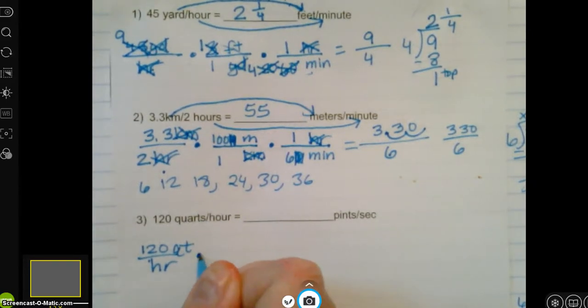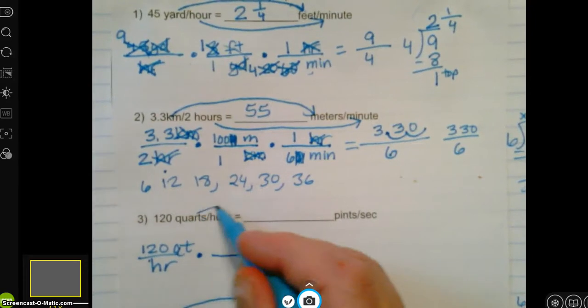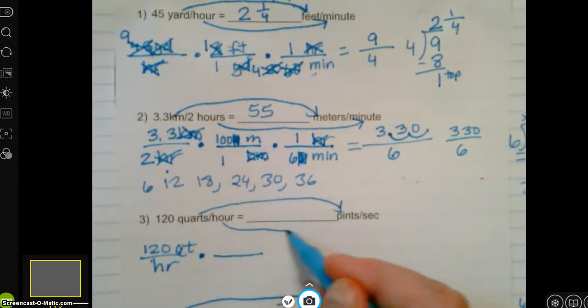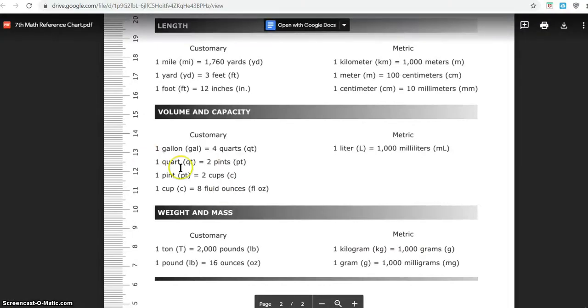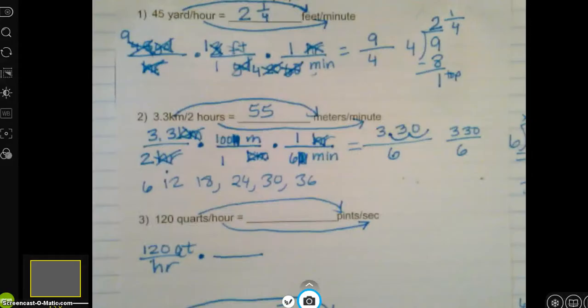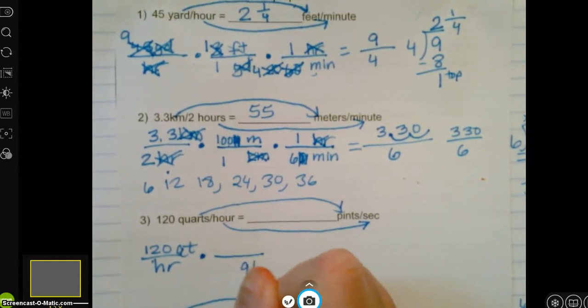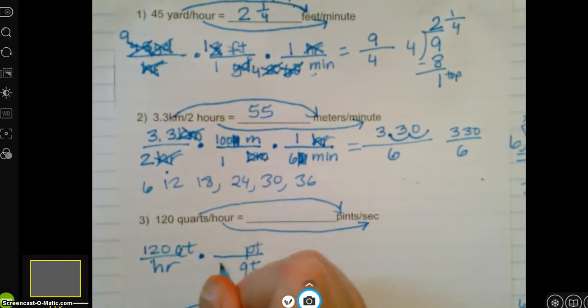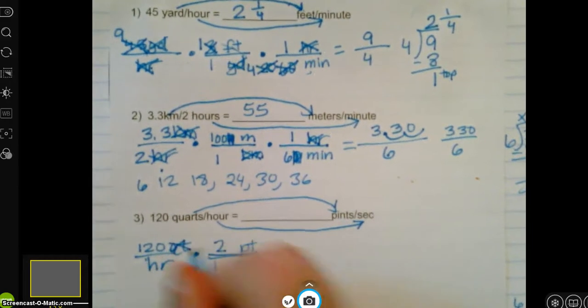So let's put a times. So quarts is going to go into pints, hours into seconds. I know that because it is time. Okay. So quarts into pints. Let's look at our formula chart and see if we have a conversion. Quarts, pints. 1 quart is 2 pints. Where do quarts go? They're up, so we put them down. 1 quart is 2 pints. Since I drew a line, cross, cross.